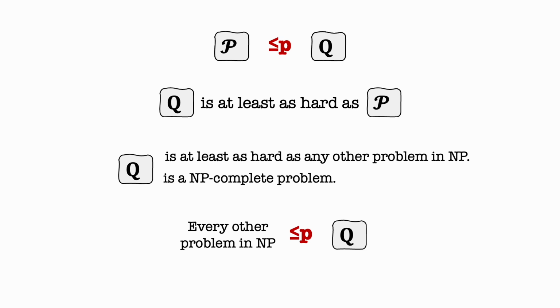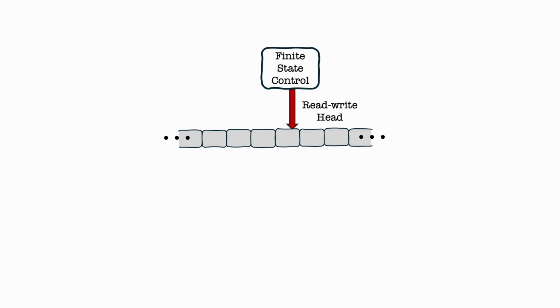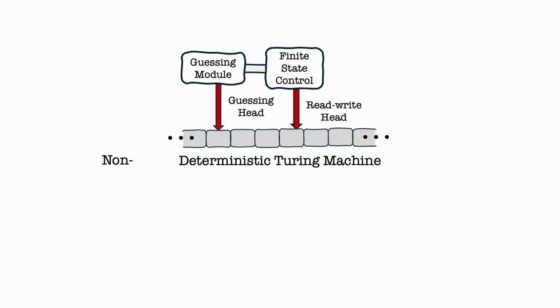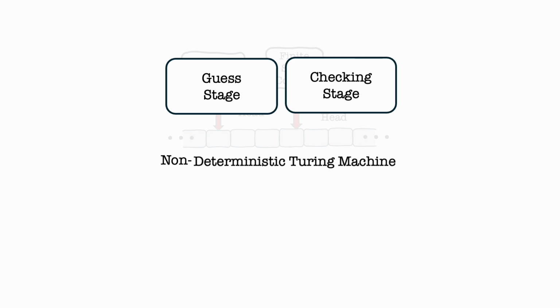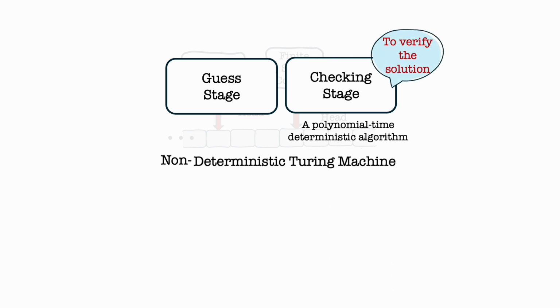Before we go further, we need to understand what it means when we say a problem is an NP-class problem. We associate a guess module with a deterministic Turing machine to make it a non-deterministic Turing machine. After guessing the solution in the guessing stage, the algorithm moves into the checking stage. The guessing stage is like a magical component that supplies a possible solution to the checking stage, and the checking stage verifies whether this solution is correct using a polynomial time deterministic algorithm. A class of problems for which both these stages, guessing and checking, work together to design a solution is known as NP class problems.